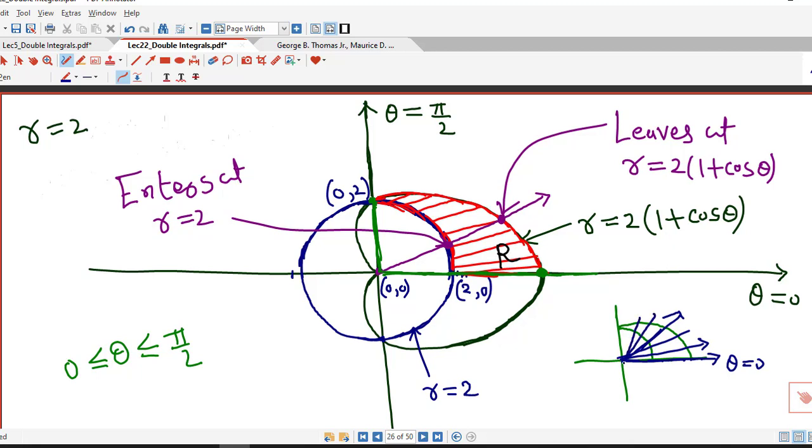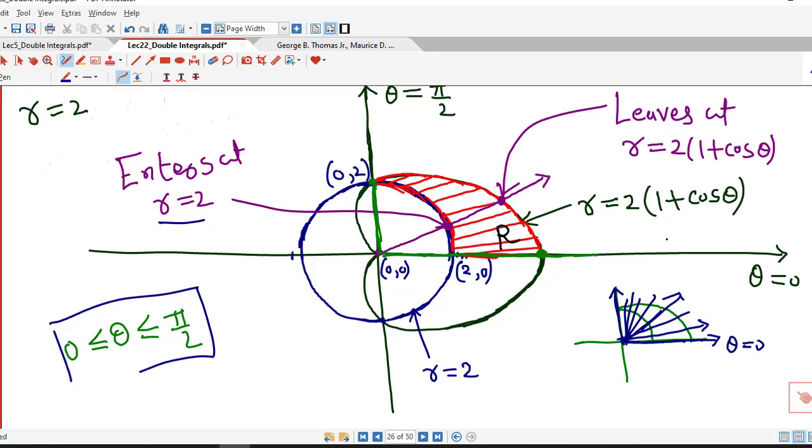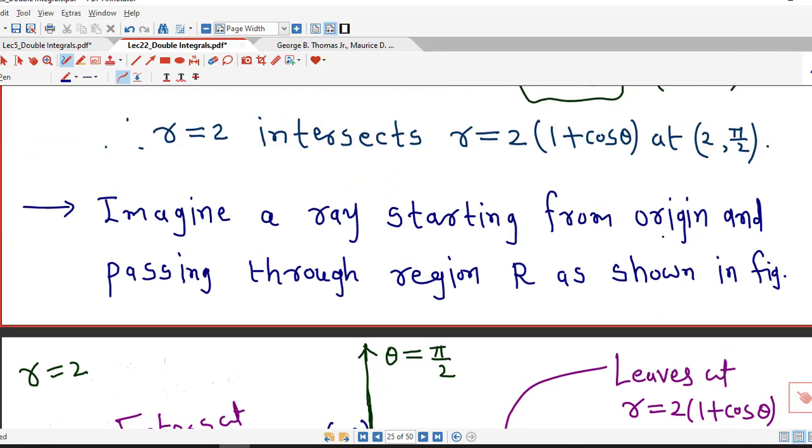So we have to go in this way, and we have to go up to this point, and at this point theta is pi by 2. So limits of theta are from 0 to pi by 2, and limits of r are from 2 to r equal to 2 times 1 plus cos theta. So we have determined the limits of integration.